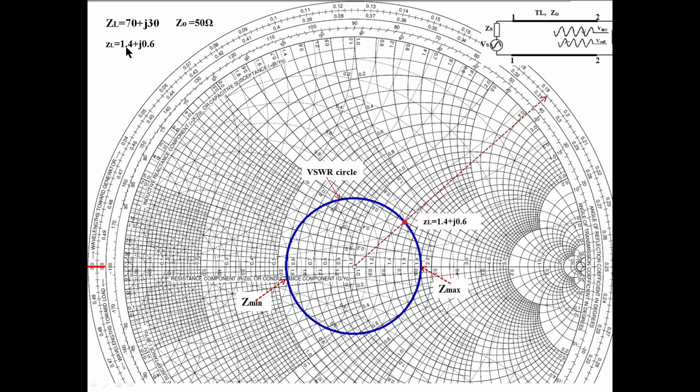So we should take the 1.4 resistance circle. See here, the resistance values are written along this horizontal line, the numbers above it: 1, 1.2, 1.4, 1.6, and so on. These numbers are associated with the resistance circles.